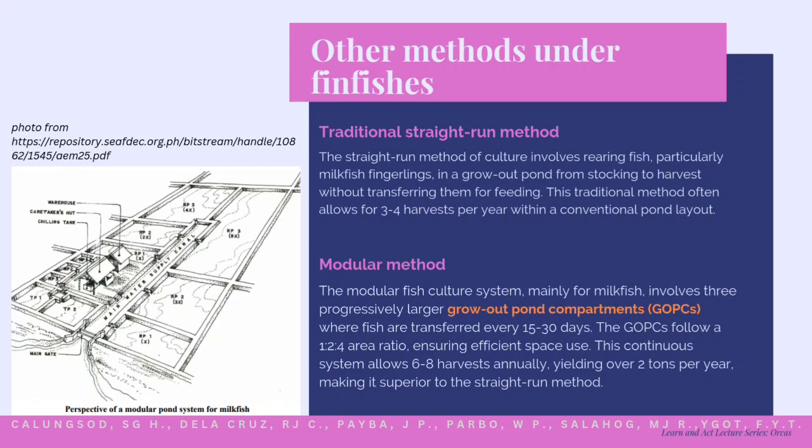So, the difference between the modular method and the traditional method: in the modular method, the system allows for partial harvesting, where larger fish are harvested first and smaller ones are left to grow further, leading to more efficient use of space and resources. However, in the traditional straight run method, it is batch harvesting when most individuals have reached the desired size.